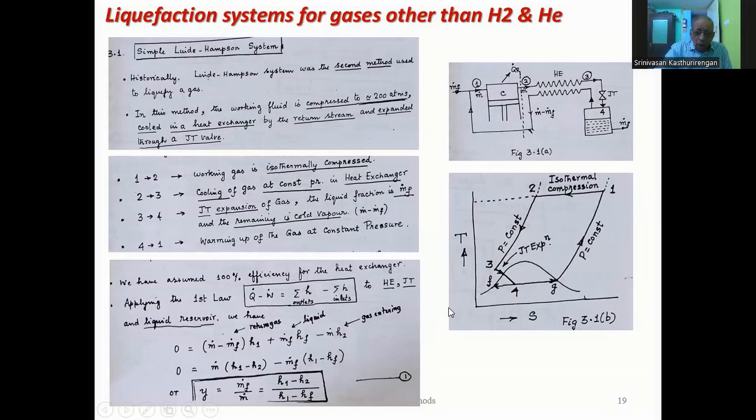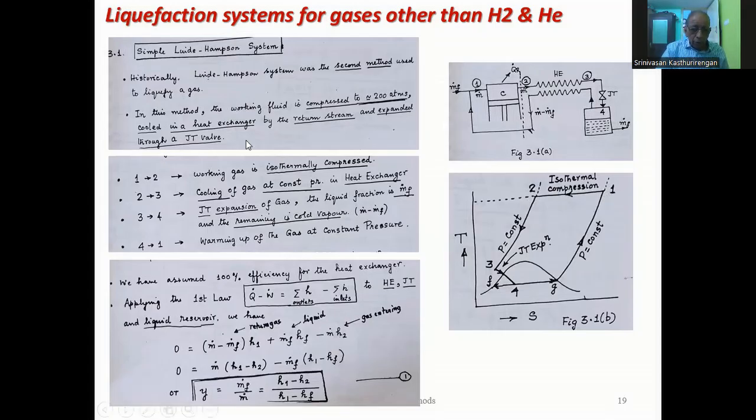Now you can see this diagram, the TS diagram. So first part is an isothermal compression between 1 to 2. Then 2 to 3 corresponds to a constant pressure process of cool down. The pressure is constant, but the temperature drops to a low value. And then at the point 3, the Joule-Thomson expansion takes place, goes to 4. So some part of it is liquefied, another part is a vapor, and then it is gradually warmed up in the return part of the heat exchanger back to room temperature.